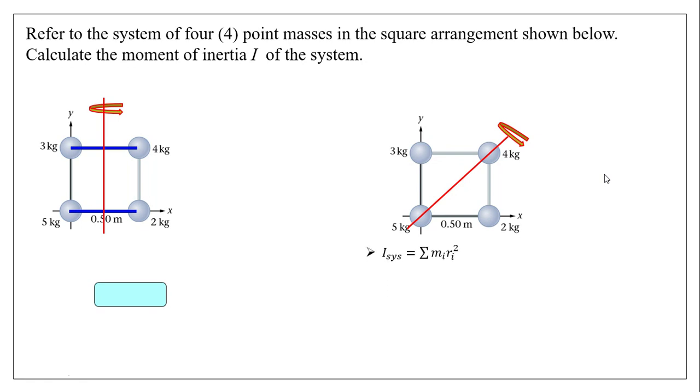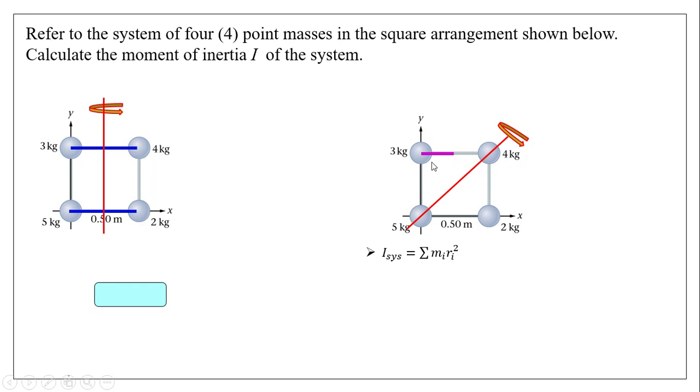So here, I'm just going to start with the generic function. The moment of inertia of the system is the sum of the masses that are far away from the axis of rotation times this value squared. All right, so the first one I want to do is the 3 kilogram. The 3 kilogram here is located at distance R from the axis of rotation, which I have to find. I don't know what it is.